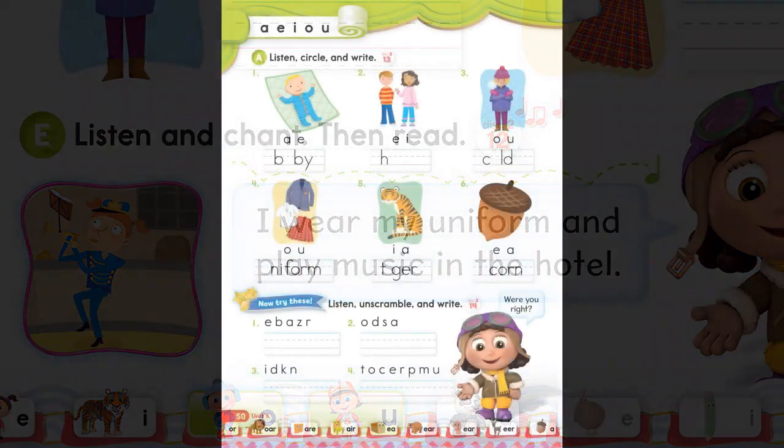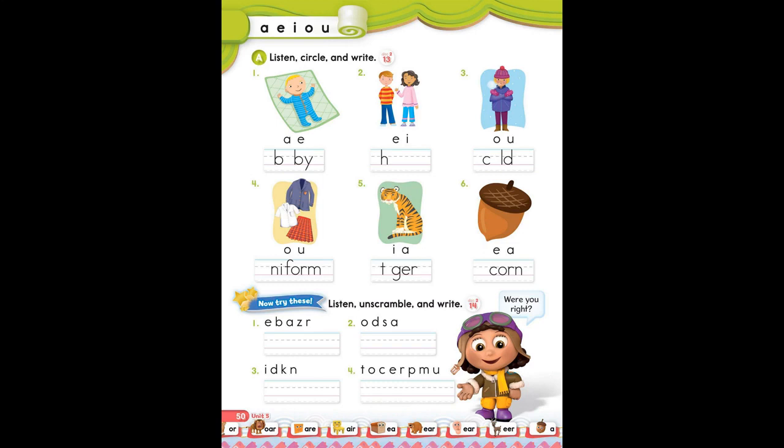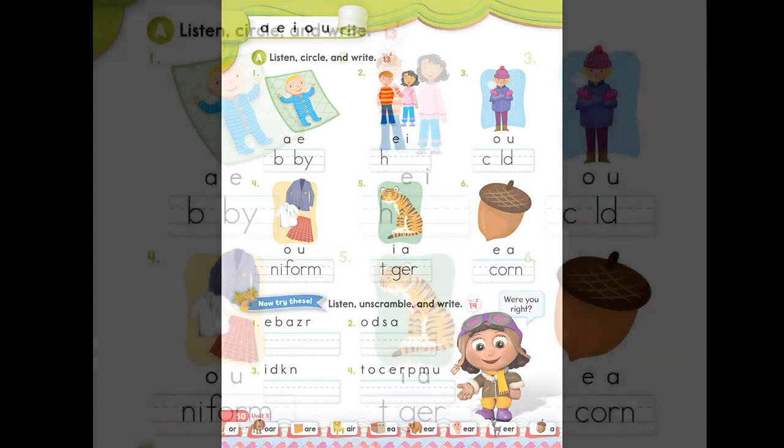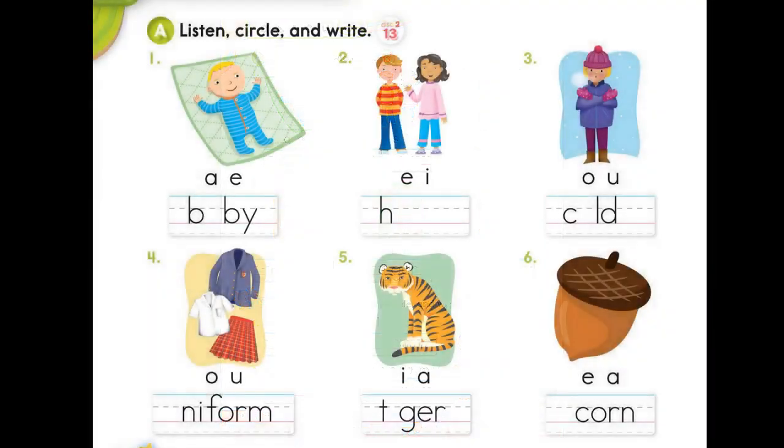Page 50. A, E, I, O, U. A. Listen, circle, and write. 1. Baby. 2. He. 3. Cold. 4. Uniform.